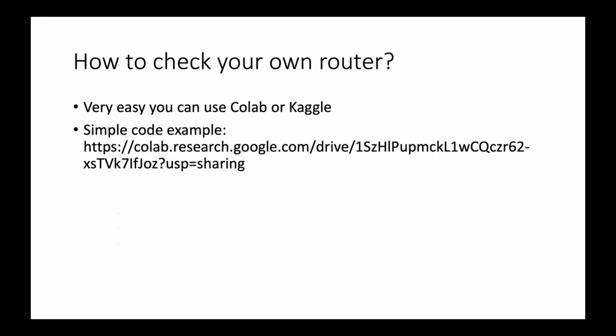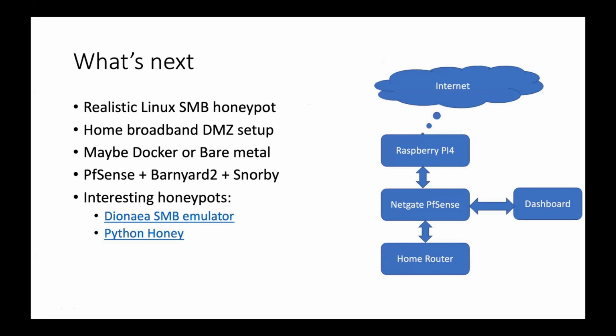I know that most people in these talks are very security aware, but you can go to this code on Colab, and essentially you can get the IP address of your router and scan it with Nmap to make sure that you haven't exposed anything on the outside. I can quit these slides and show you that, but I will do that at the end.